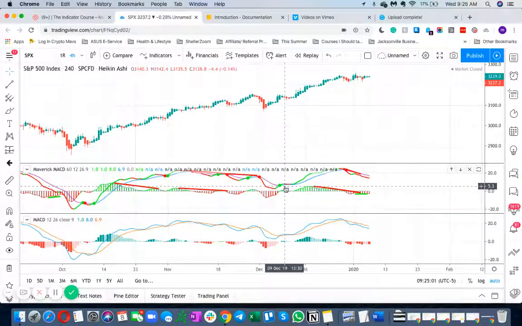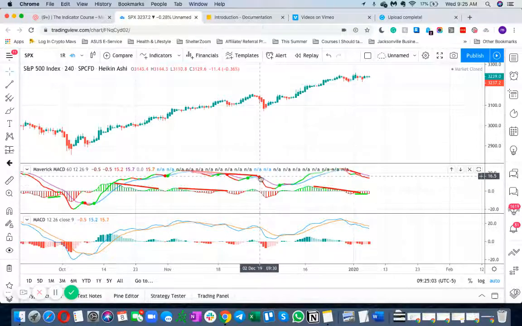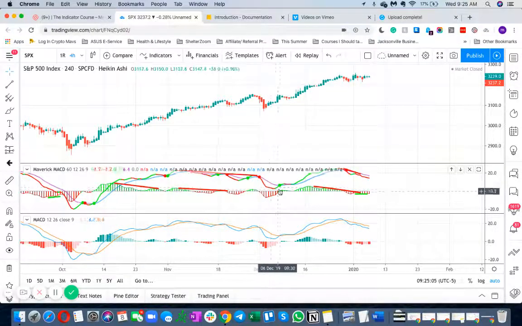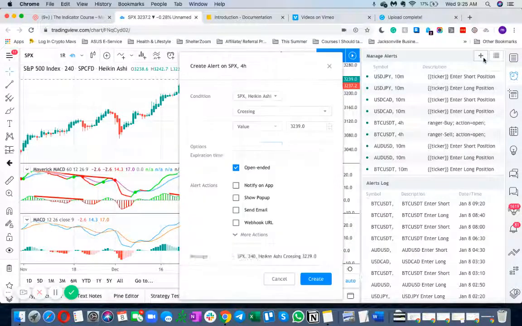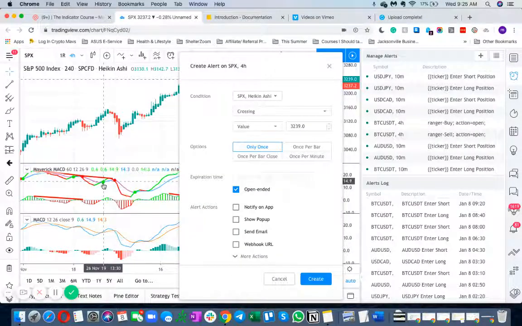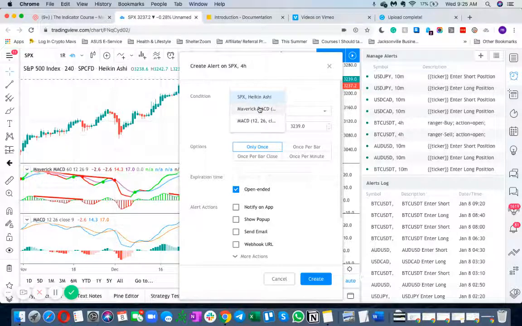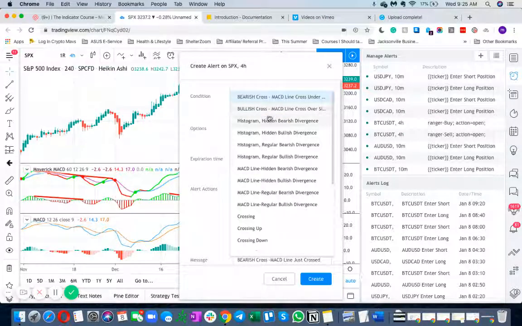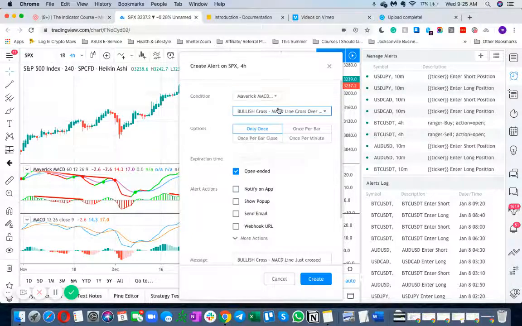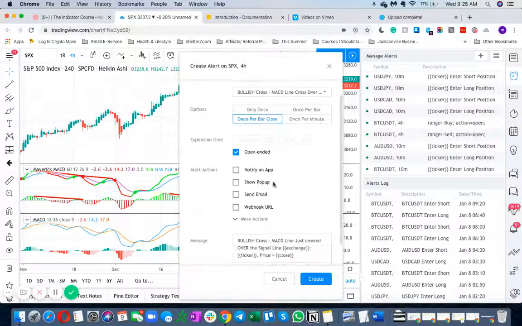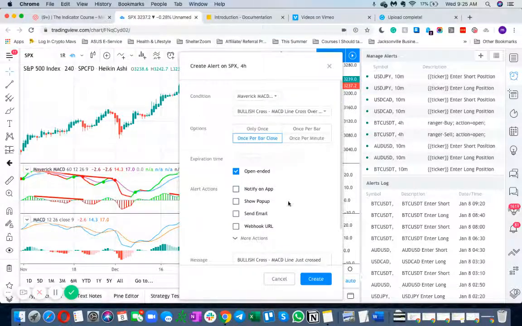So anytime I want to receive an alert when the MACD line crosses over the signal line, that's considered a bullish alert, and I can receive not only a green dot on my chart, but also a bullish or bearish cross alert. A bullish cross is when the MACD line crosses over the signal line, and you can set it to trigger once per bar close and choose where you want to send that alert.